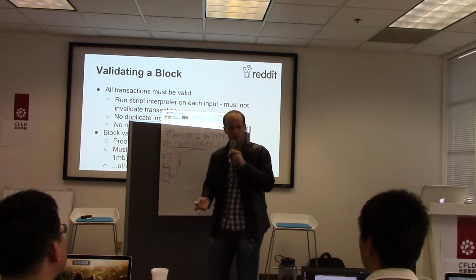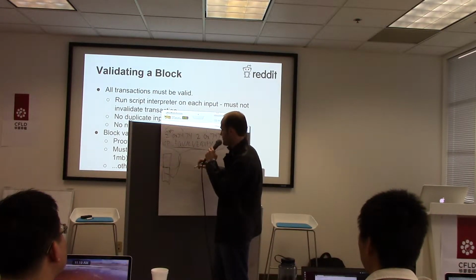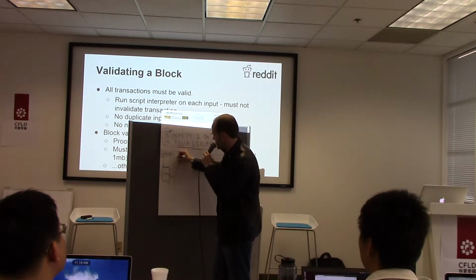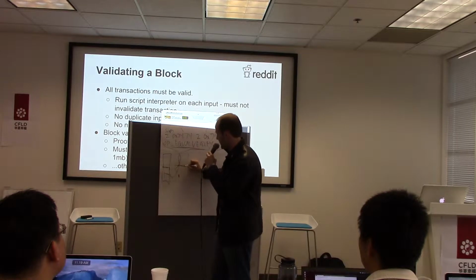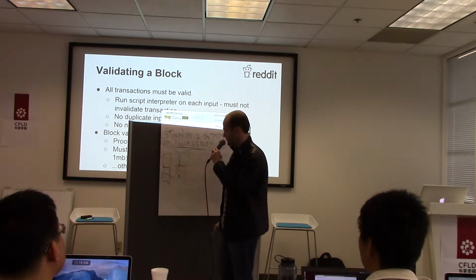True. So this will return true. I think the way this works is, it'll replace the values on the stack with a true value. So it replaces this with 1. So now there's nothing else. It takes those values away.